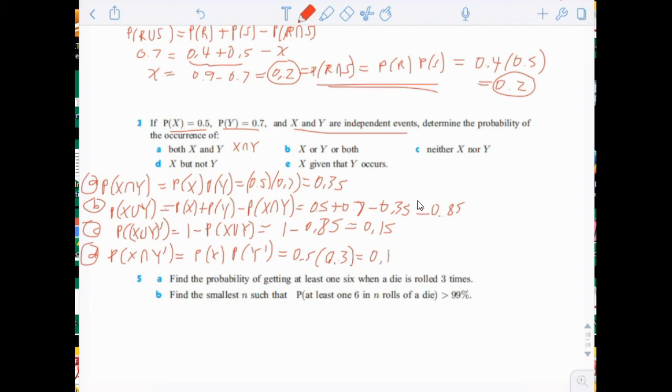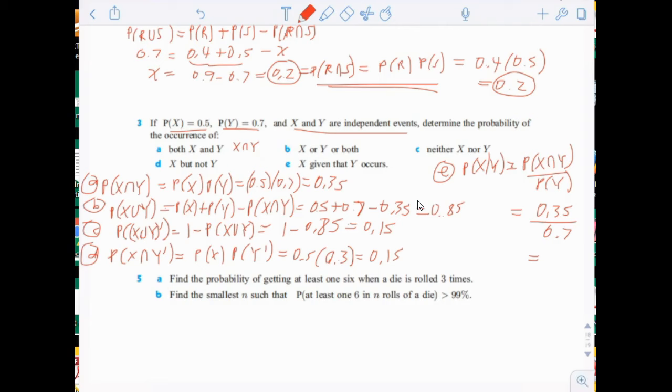What about E? X given that Y occurs. So probability of X given that Y occurs, which you can find by doing probability of X intersect Y divided by the probability of Y. Probability of X intersect Y is 0.35, which is part A, right? And the probability of Y is 0.7. So 0.35 divided by 0.7 is 0.5.